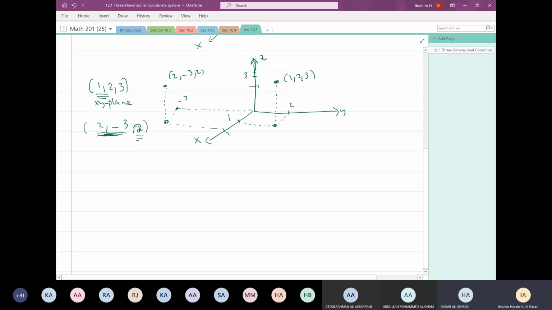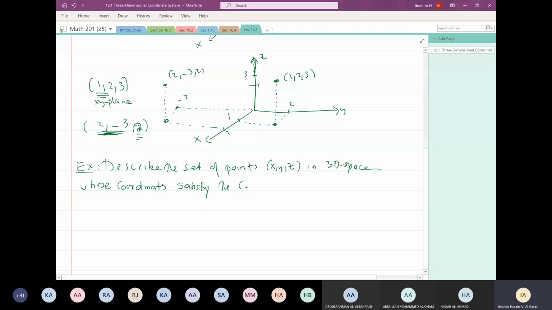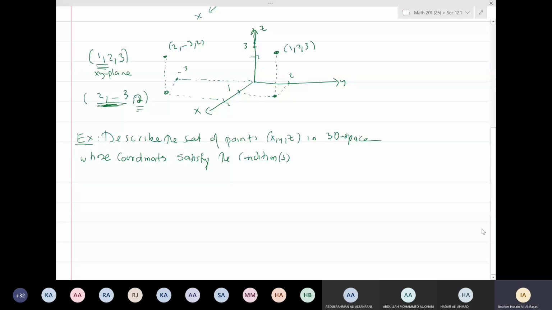Okay. Now example. Based on this example here: describe the set of points x, y, z in a 3D space with coordinates satisfying the condition or conditions: z equals 1.